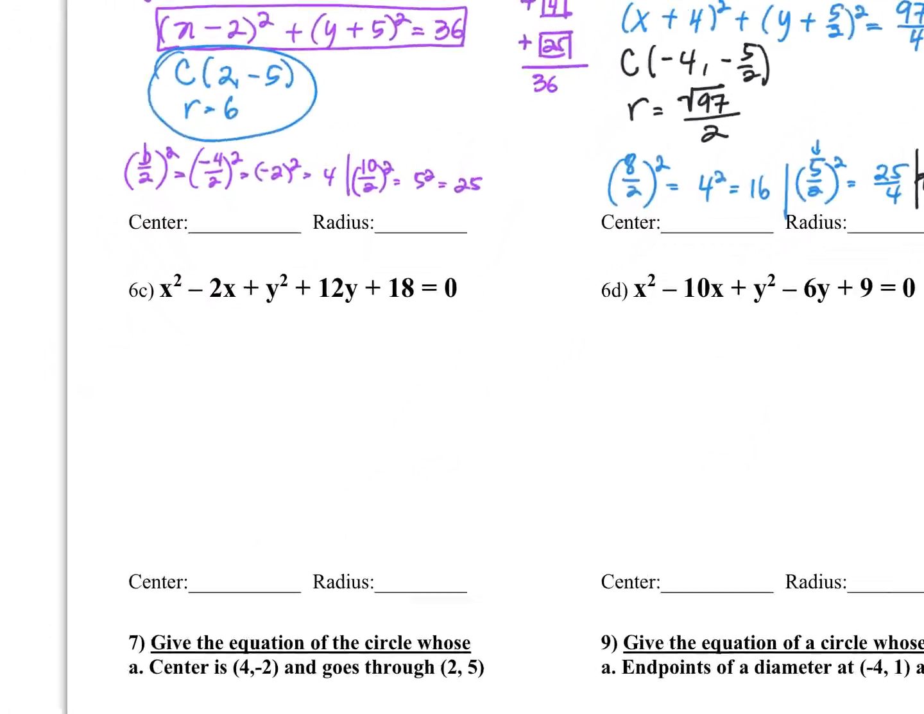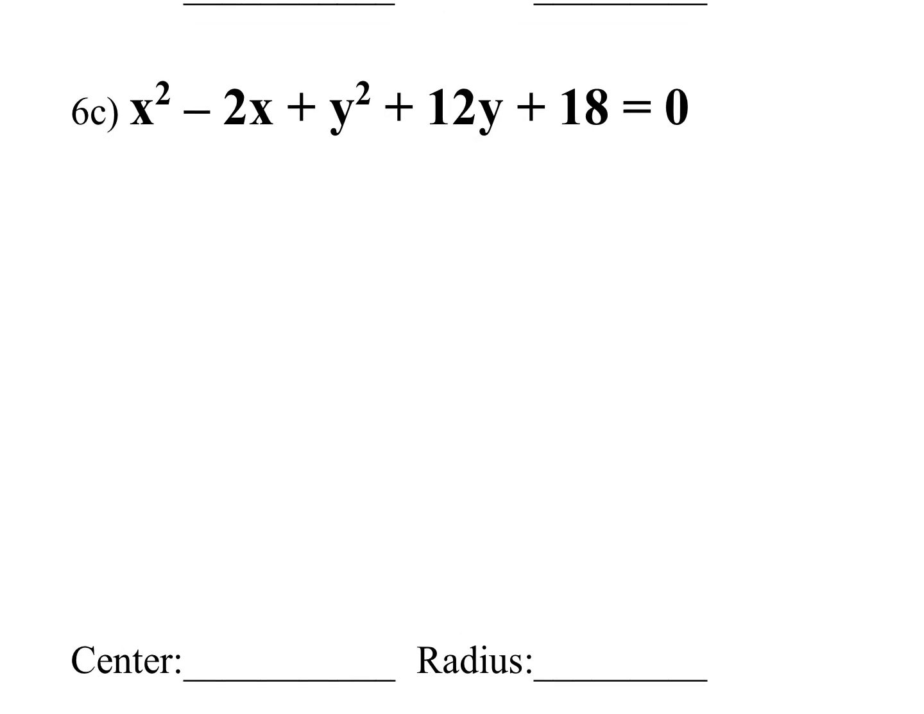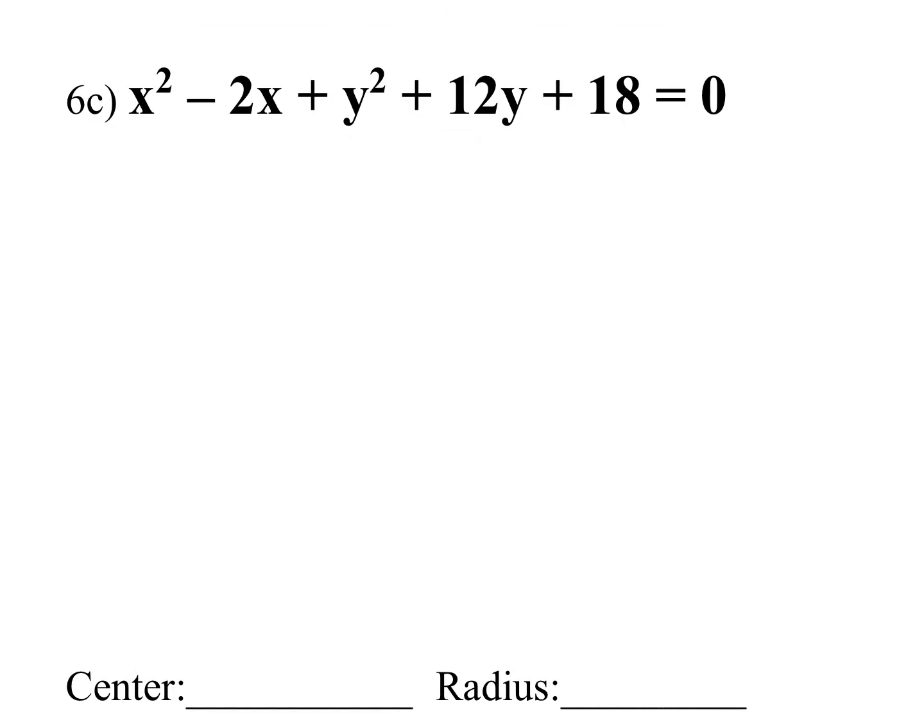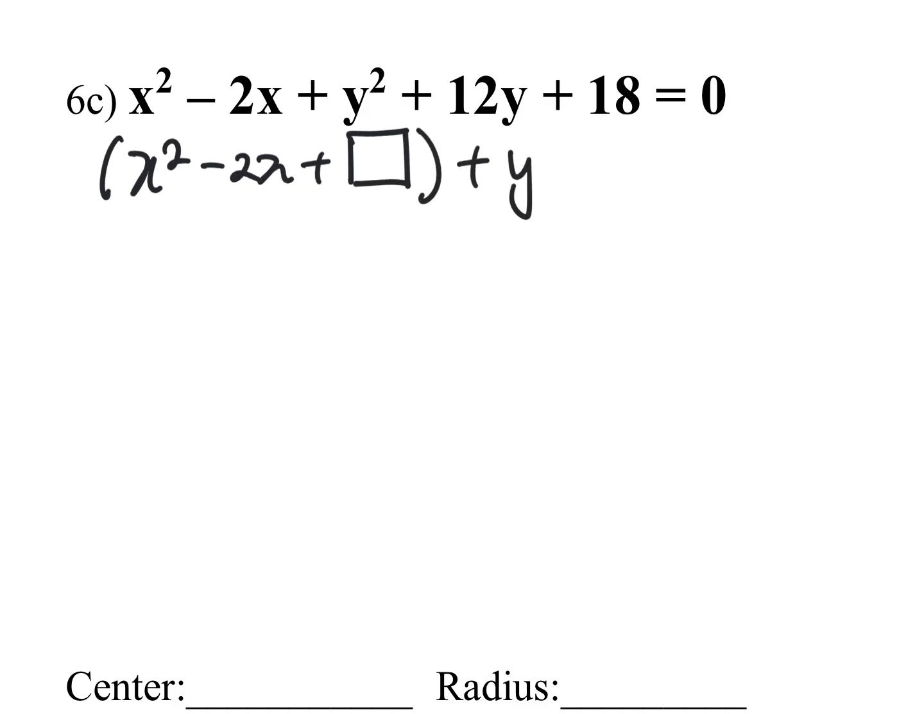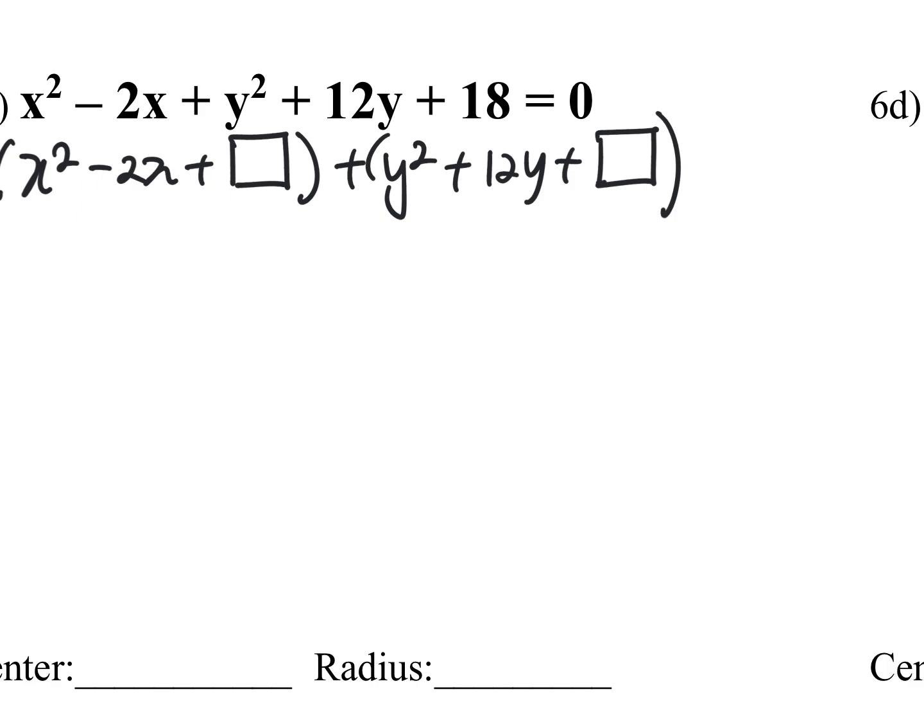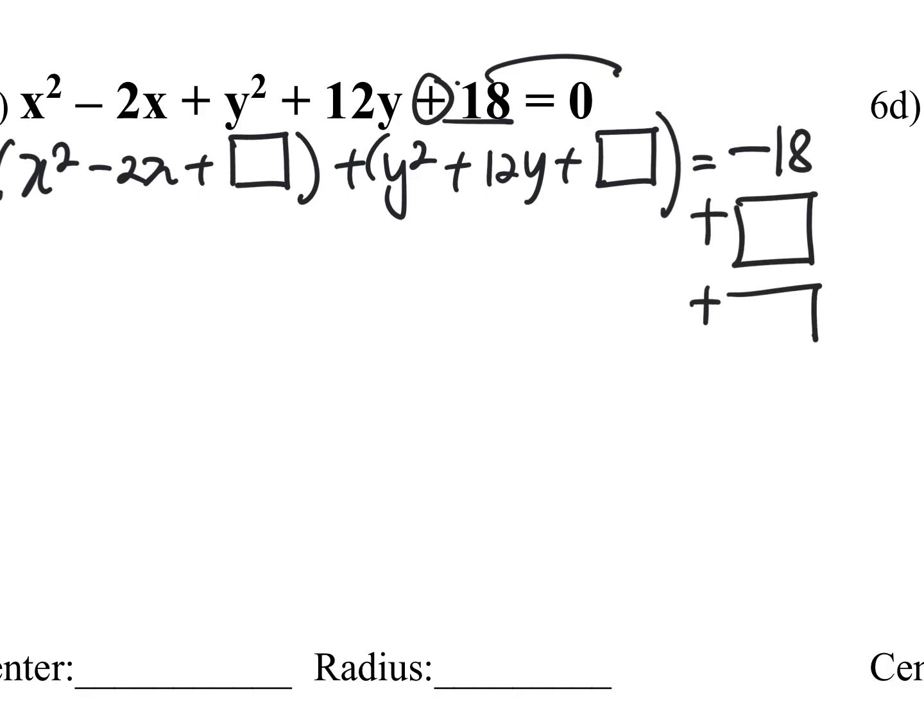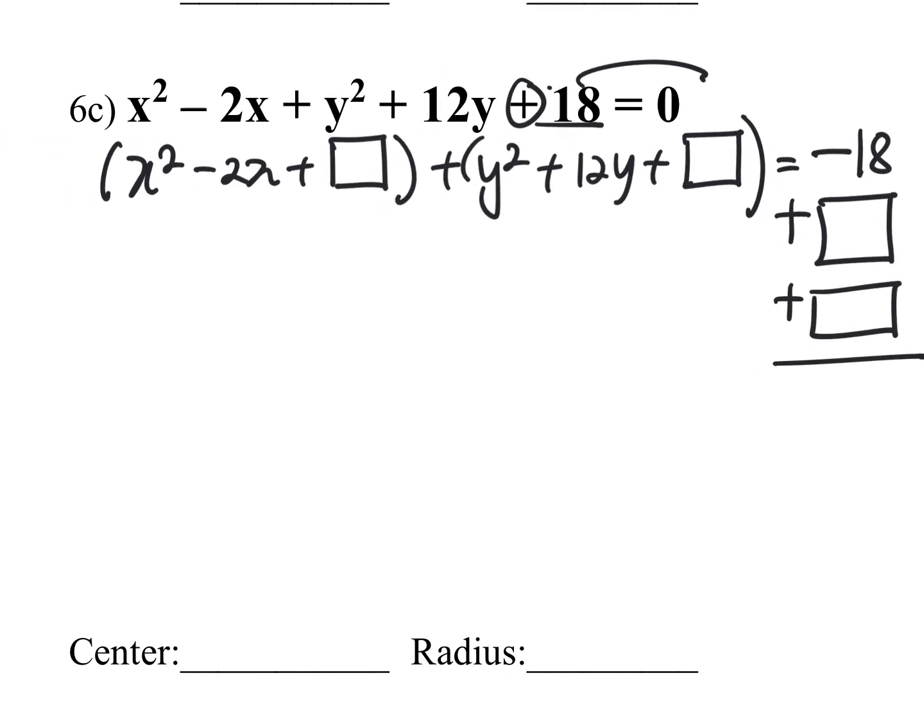Okay, so let's try looking at 6c. That's going to do the same thing. I hope by this time you already know how to do it. Let's put x squared minus 2x plus a big box in here, plus y squared plus 12y plus a big box in there. And then I'm going to put this on the other side. That's going to give you negative 18 plus one box for the x and one more box for the y. That's going to give you my total.